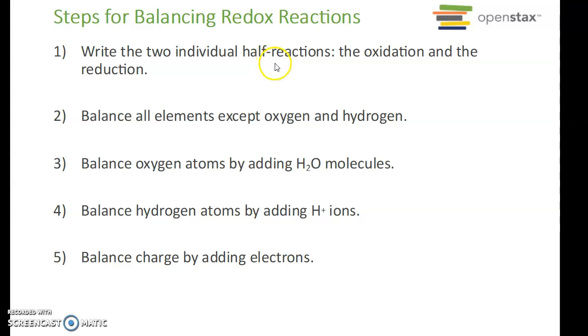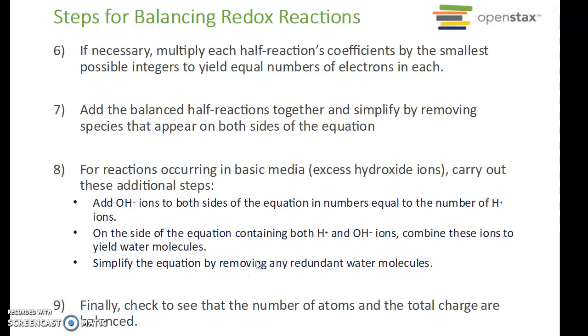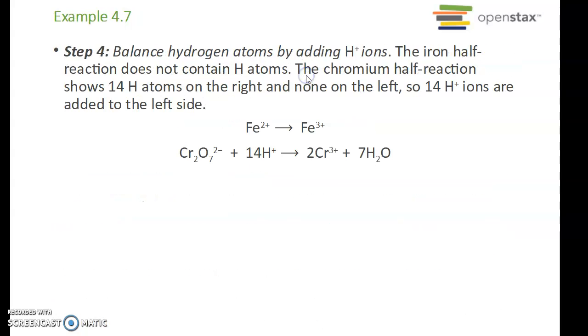Write the 2 individual half reactions, the oxidation and the reduction. Balance all elements except oxygen and hydrogen. Then balance the oxygen atoms by adding water molecules. Balance the hydrogen atoms by adding hydrogen ions. Then balance the charges by adding electrons. Okay, those are the simple steps right there. If necessary, multiply each half reaction's coefficient by the smallest possible integers to yield equal numbers of electrons.